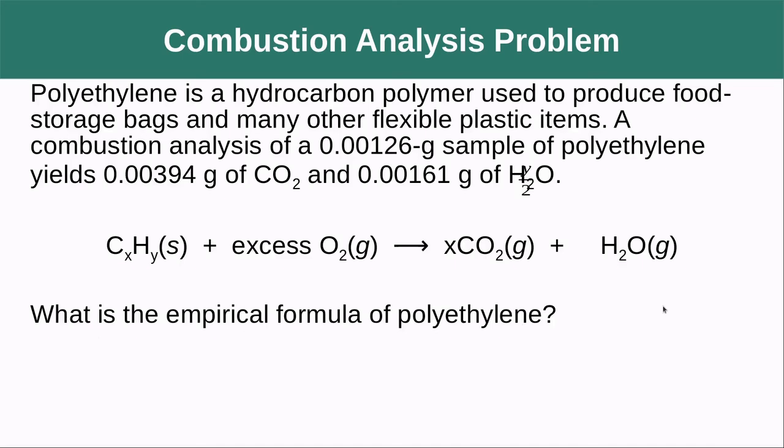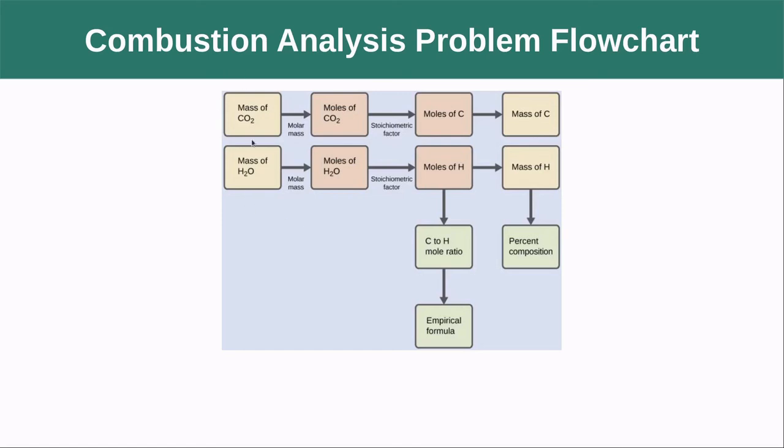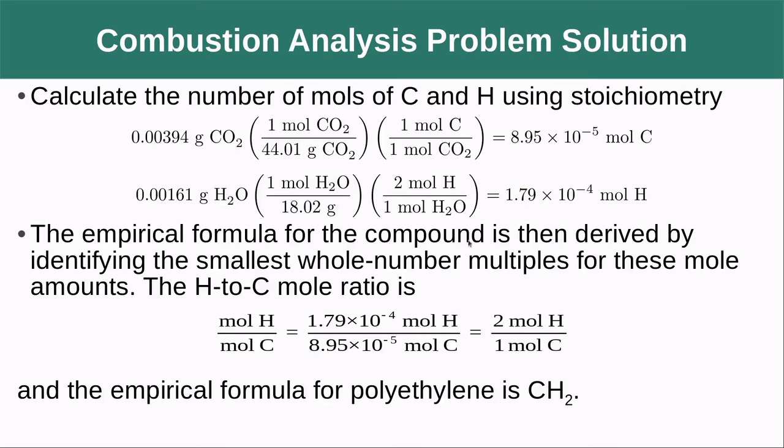So the first thing we need to do is figure out how many moles of these two we initially had. Here's our flow chart. We have the mass of CO2 and the mass of H2O. We figure out the moles of these two values. We use the stoichiometric factor to figure out the moles of carbon and then the mass of carbon. And then we can use our stoichiometric factor to figure out the moles of H2 and the mass of H2. Then we start looking at the ratios between them in order to get our empirical formulas and percent composition. So let's take a look at the calculations for that.